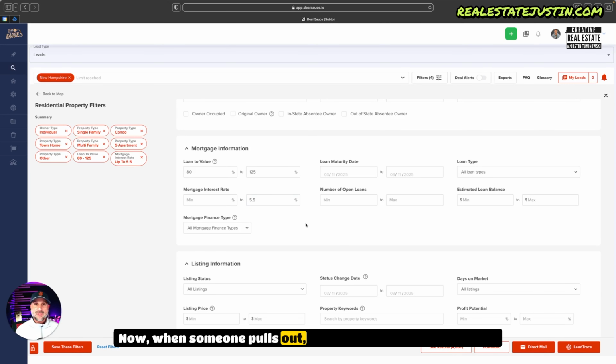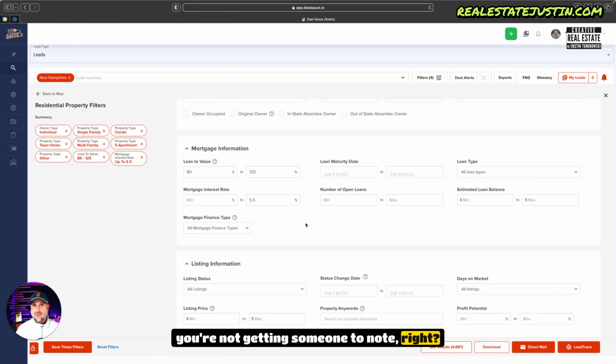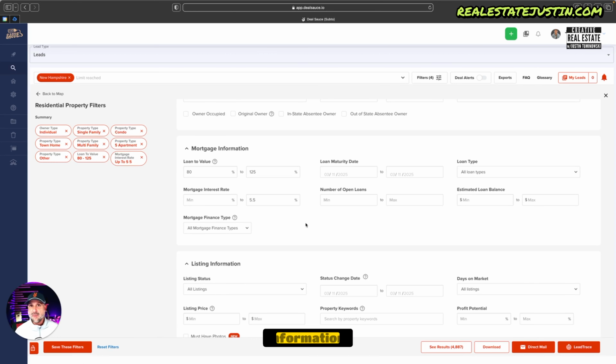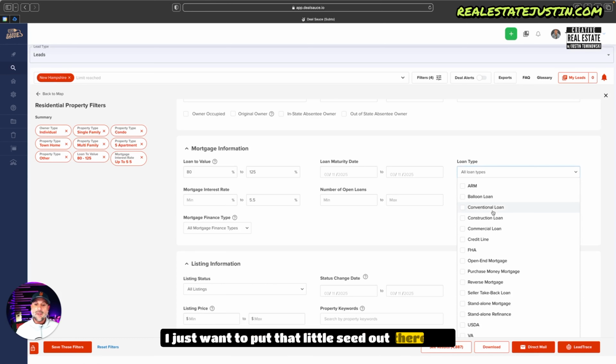Now, when we get this information, you're not getting someone's note, right? When you have a mortgage and a deed of trust, there are some things in there that we don't get. We don't necessarily get all their payment information. We might get an approximate interest rate based only on the timeline and what the loan product was, but we don't really get exacts because that is not public information. So I just want to put that little seed out there for everybody.